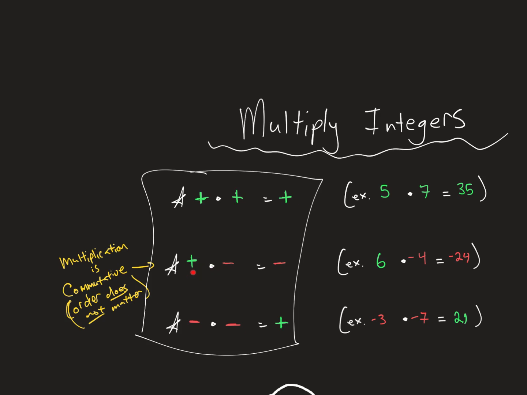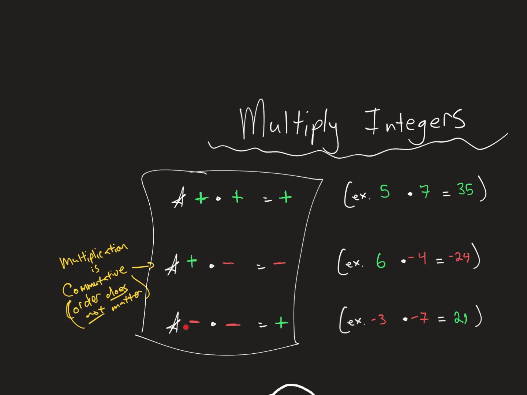For the second example, we have to remember that multiplication is commutative, meaning order does not matter. So whether the first term is positive and the second is negative, or the first is negative and the second is positive, if you have a positive and a negative, your product will always be negative. So if I had 6 times negative 4, I'm going to get negative 24. If we swapped the order and had negative 4 times 6, we would still get negative 24.